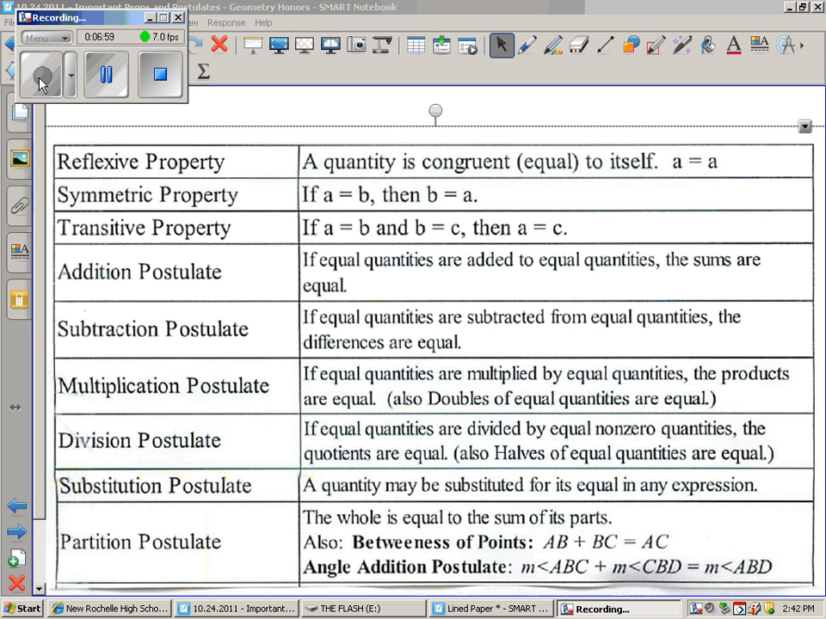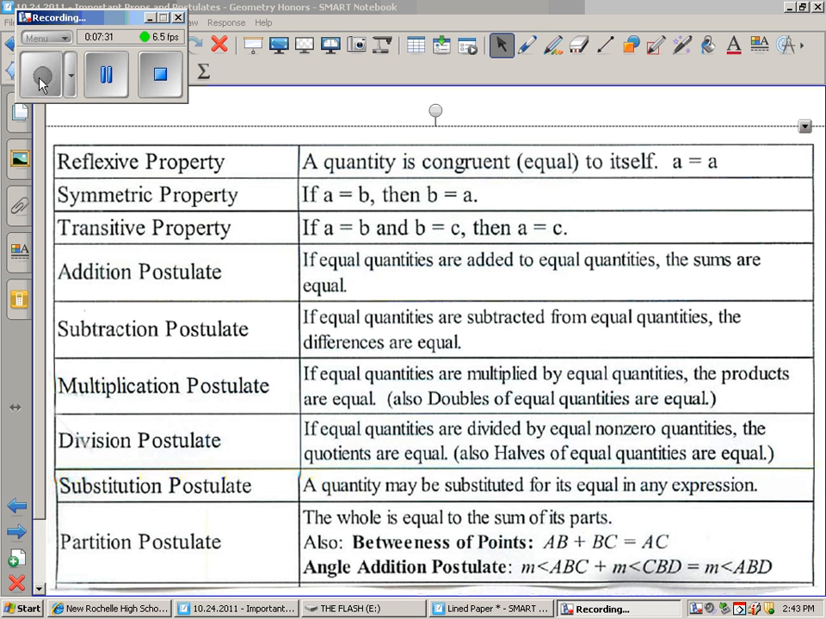So you've read through them. Is there anything in there that seemed a little crazy? Shoot, Jenny. It's basically if you got the same amount of stuff, and you add something equal to both of them, they're in separate pictures, those two quantities are still equal to each other. Same thing with subtraction, division, multiplication. You'll see it in action.